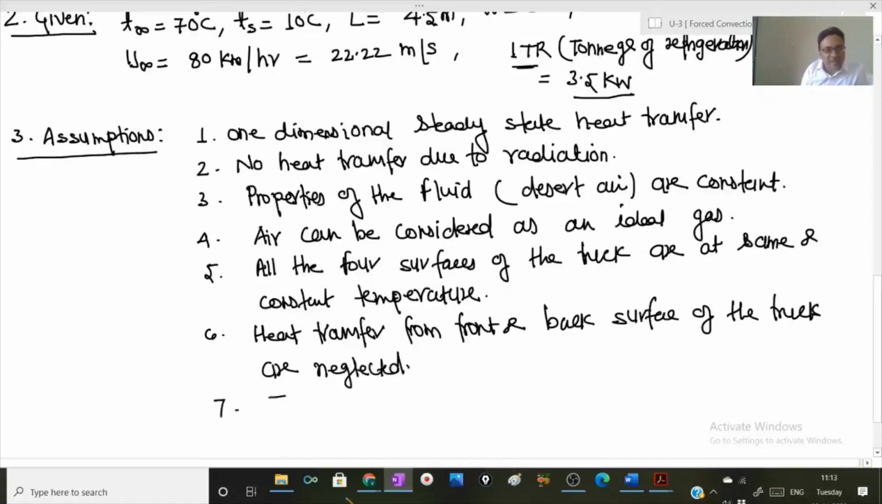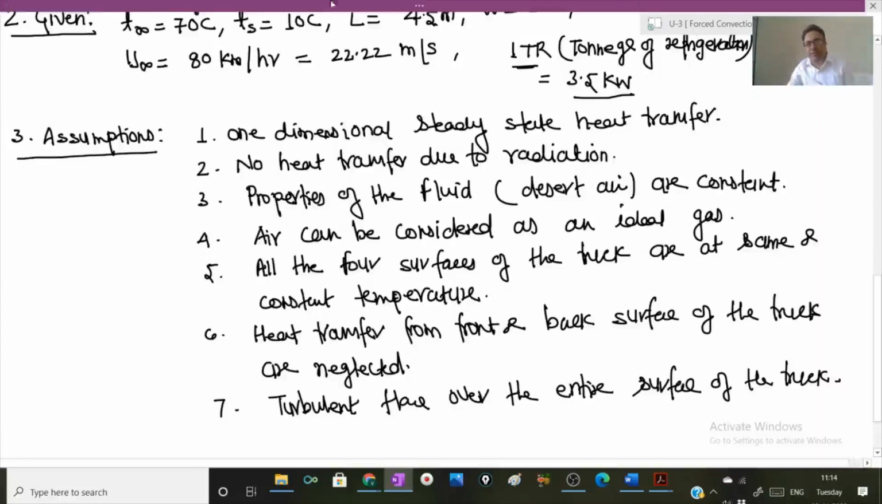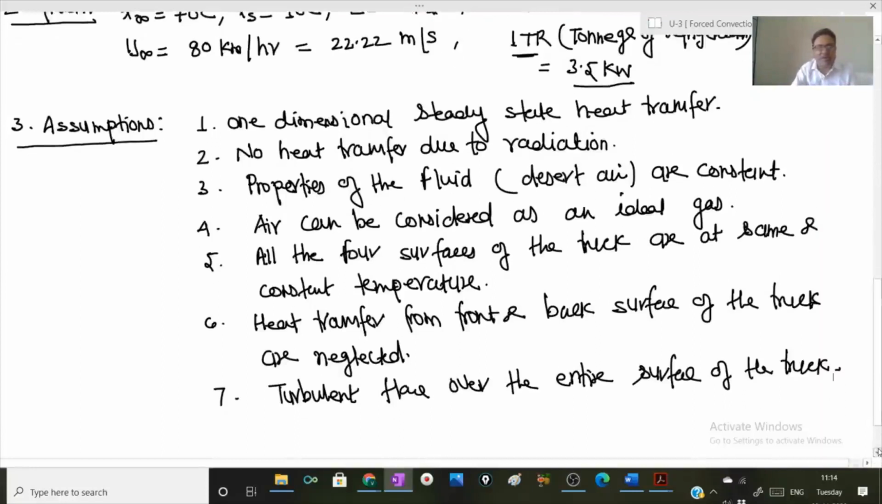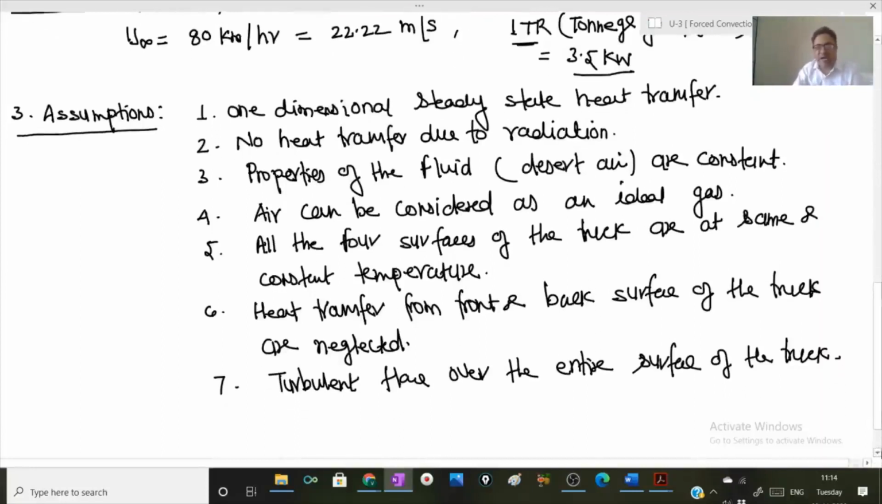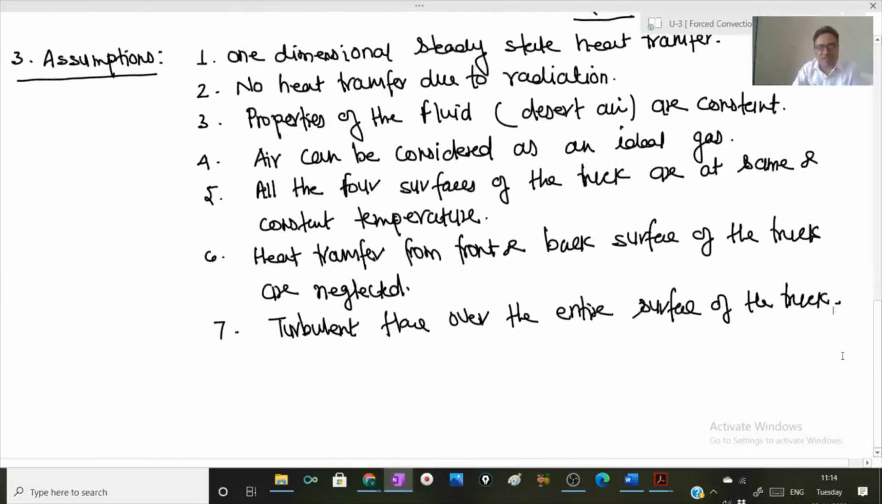And assumption number 7, turbulent flow over the entire surface of the truck. Okay. So these are the 7 assumptions. Out of these 7 assumptions, 5, 6, 7 are problem specific assumptions and 1, 2, 3, 4 are general assumptions.